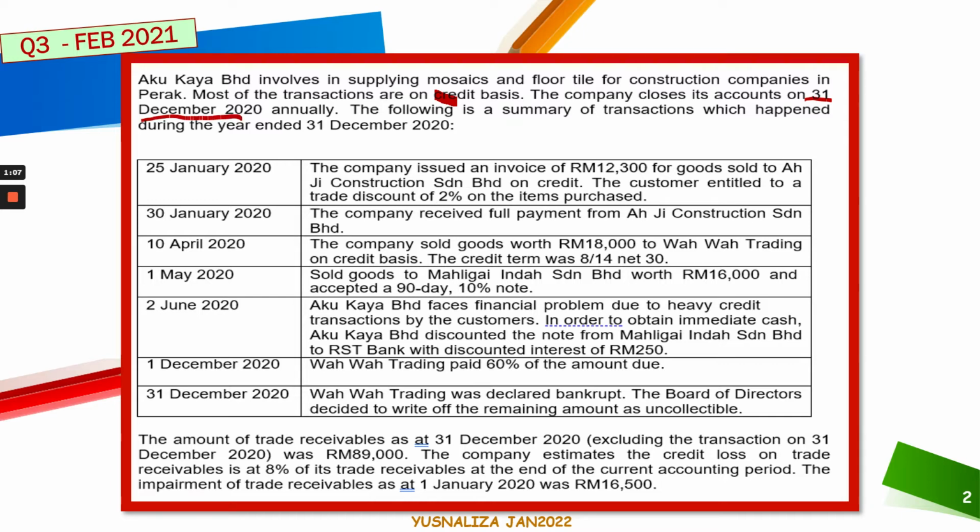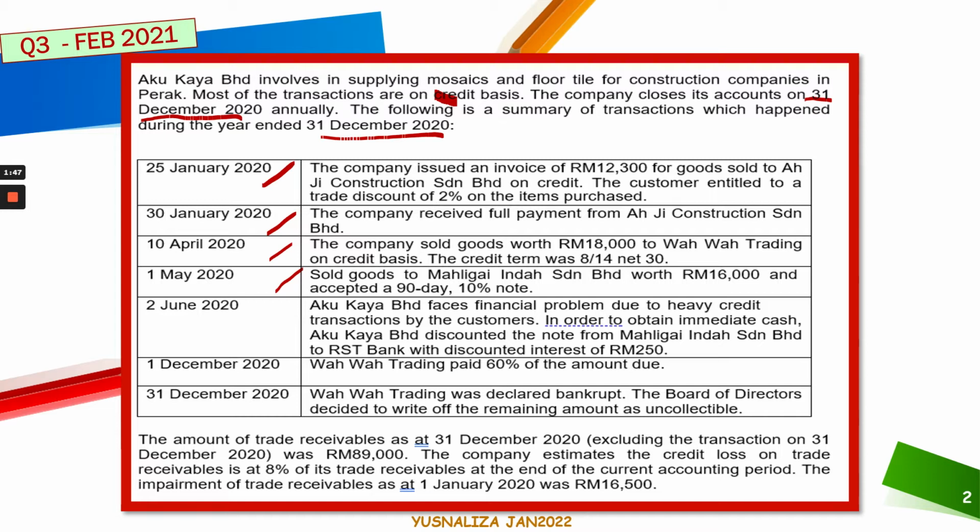2020, and the following is the summary of transactions which happened during that particular year, 31st of December 2020. If you read the first transaction, I believe you have done so. This one is on the credit sales, which gave rise to accounts receivable RG Construction, and there was a trade discount there. The second one is the payment that was received from RG, full payment on 30th of January. The third one is the goods that were sold on credit again to another accounts receivable financial asset, Wawa Trading.